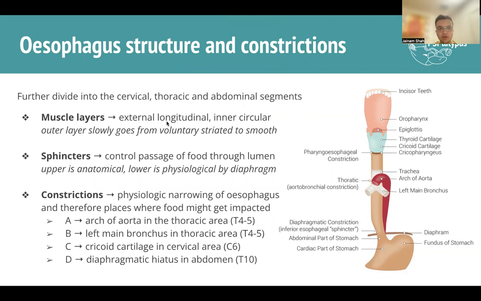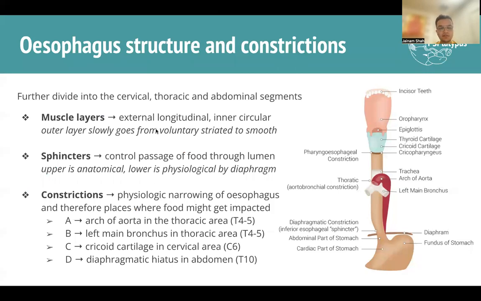This external layer, though, is different in different divisions of the esophagus. At the beginning, when you start up, it's going to be more voluntary, because you can imagine this is the part where swallowing is happening, which is something you control. Whereas when you go lower down, it starts to transition into smooth muscle. And that makes sense because you're not controlling what happens with the esophagus all the way down in the abdomen, right? That happens by itself, all that peristaltic movement.